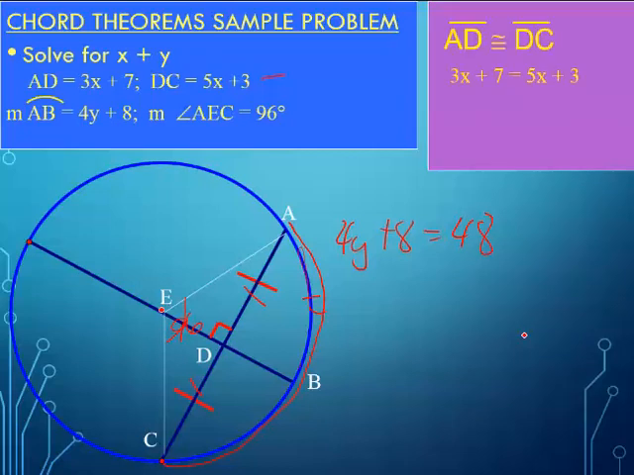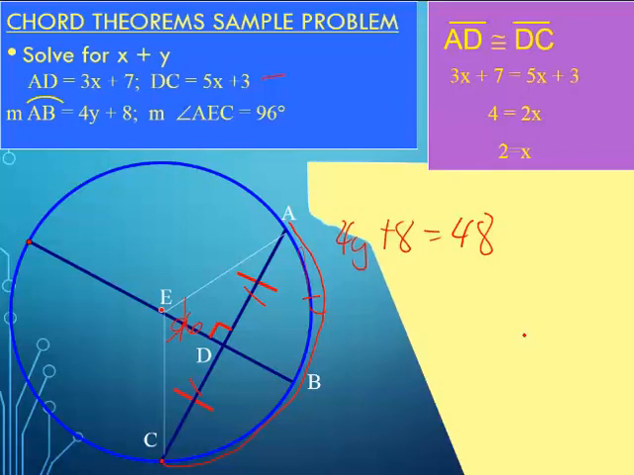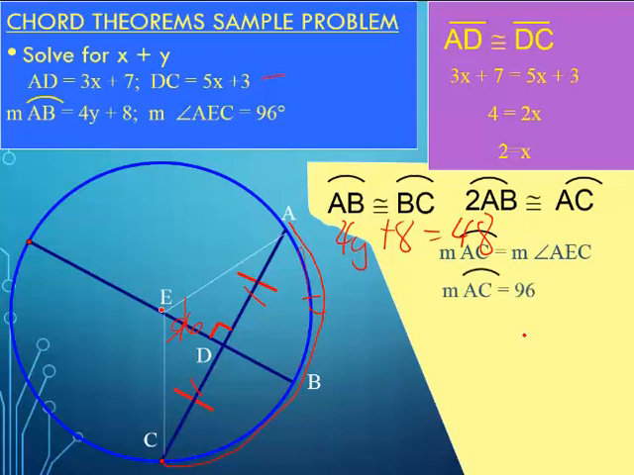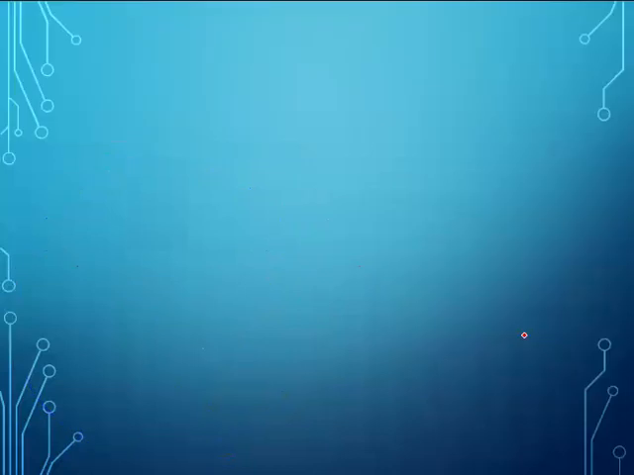So here's how you'd set it up, but hopefully you did it yourself. So you should have gotten x equals 2, y equals 10. Takes practice, practice, practice, guys. If you're not willing to practice, then you're not going to succeed.